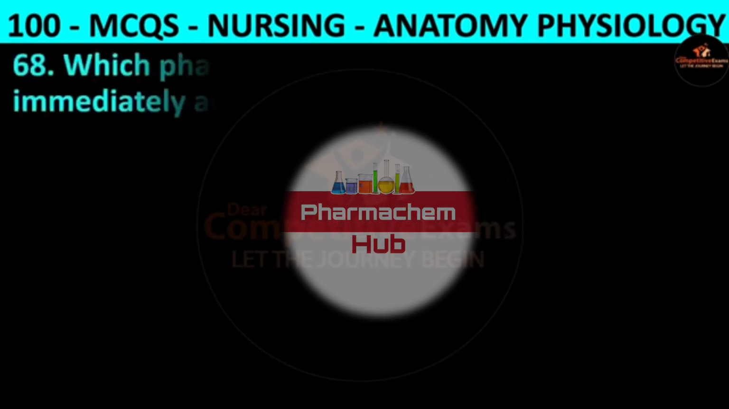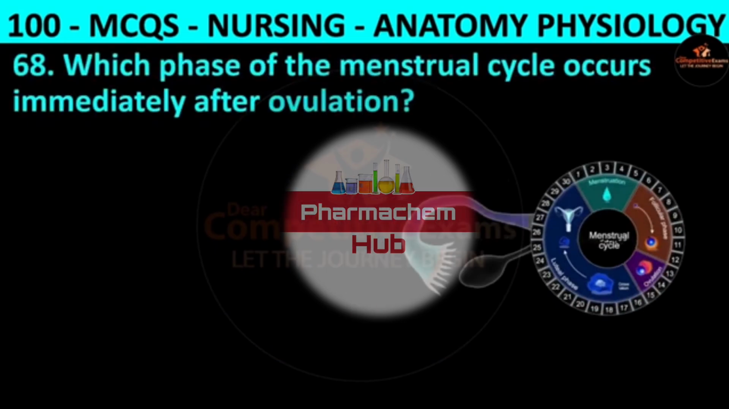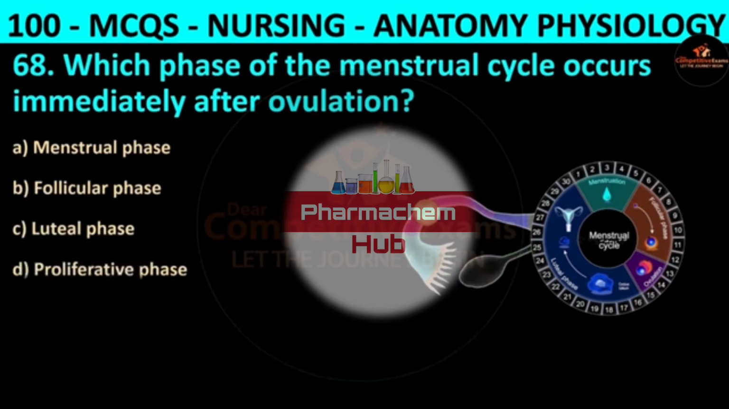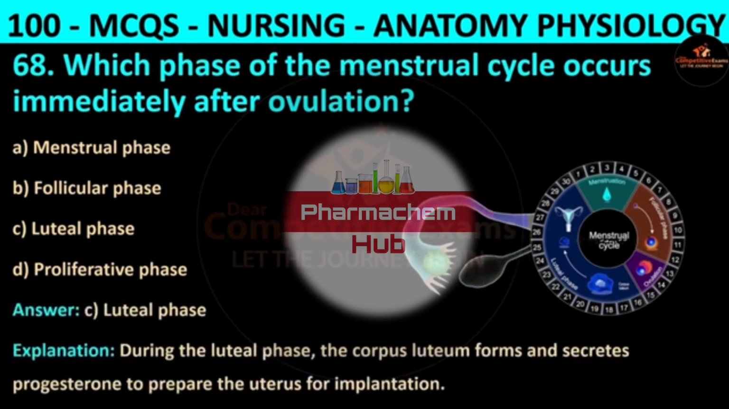Question number 68. Which phase of the menstrual cycle occurs immediately after ovulation? Your options are menstrual phase, follicular phase, luteal phase, or proliferative phase. The correct answer is C, that is luteal phase. During the luteal phase, the corpus luteum forms and secretes progesterone to prepare the uterus for implantation.